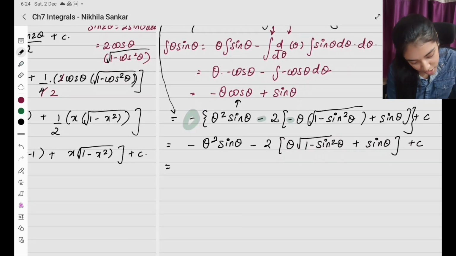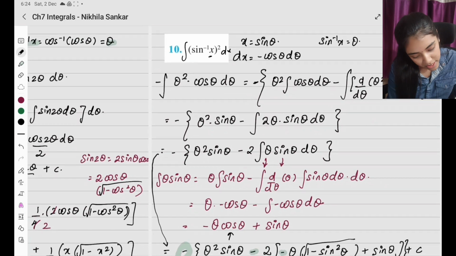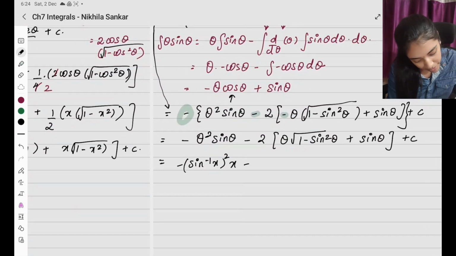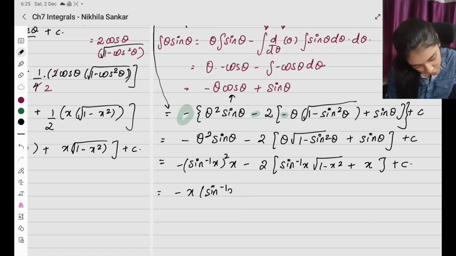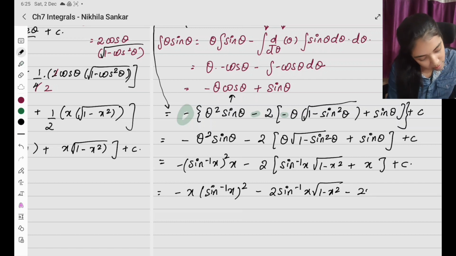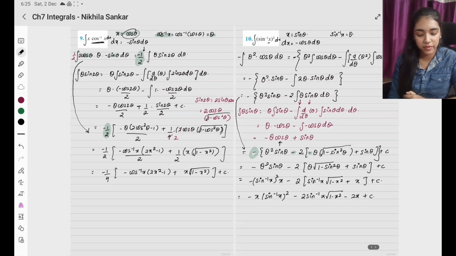Theta square is sin inverse. So I have minus sin inverse of x the whole square times sin theta, which is going to be x, minus 2 times theta, which is going to be sin inverse of x, times square root of 1 minus x square plus sin theta, which is going to be x, plus c. So how does my final answer look? Minus x times sin inverse of x the whole square minus 2 sin inverse of x square root of 1 minus x square minus 2x plus c. So this is my final answer. Please copy.